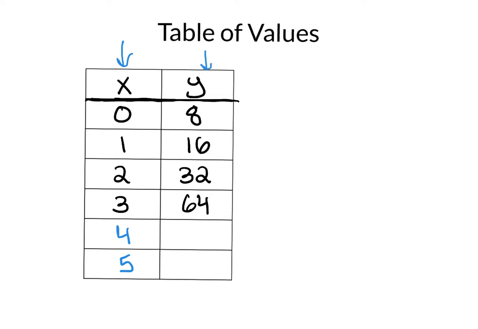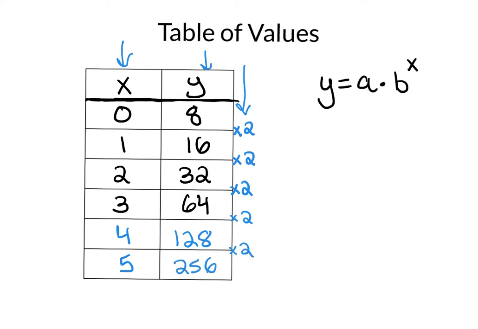All right, so what is happening with the y values? Let's see, from 8 to 16, we're multiplying by 2. 16 to 32, multiplying by 2, multiplying by 2. So an exponential function is when we are multiplying or dividing by a factor. We're not adding or subtracting. So let's continue that. 64 times 2 is 128. 128 times 2 is 256.